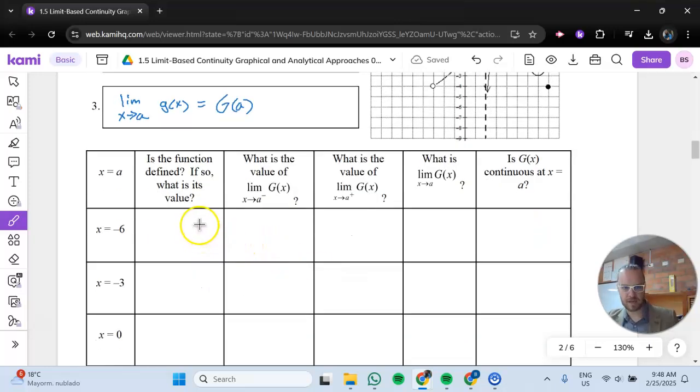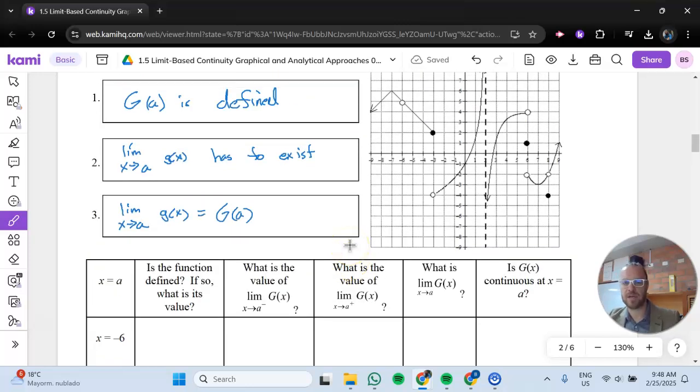Is the function defined? If so, what is the value? So if a is -6, if we look up here at -6, the function is not defined. Okay? What is the value of the limit from the left? From the left, we're approaching 5. From the right, we're also approaching 5. And therefore, the limit itself is 5 because the left and right side are equal. And is it continuous? No, it is not, because it was not defined at the very beginning.